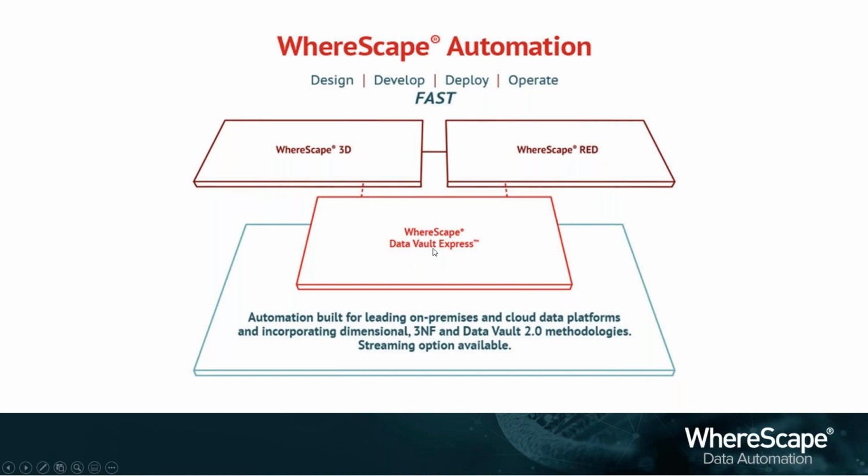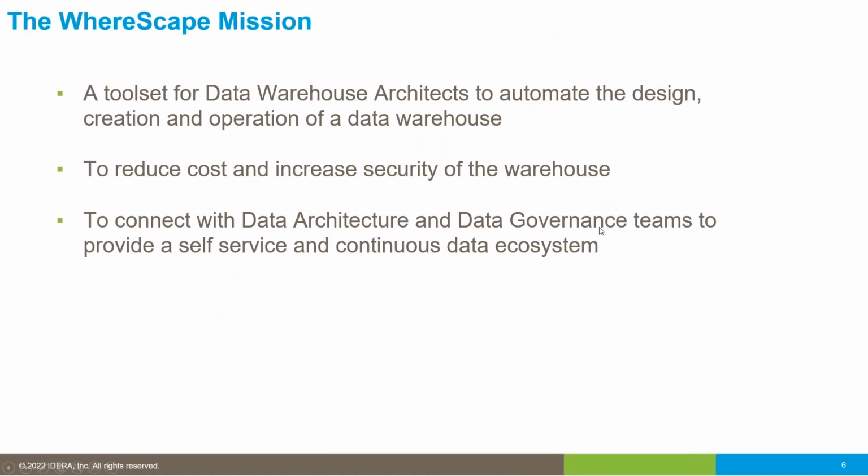The Data Vault Express package provides a light package of these components to support the Data Vault schema. As you know, there are various different schema systems for data warehouses. We can support standard third normal form models, star schemas, and Data Vault. Data Vault especially lends itself nicely to automation, so a lot of that laborious work is taken away. So the mission: WhereScape is a tool for data warehouse architects to automate the design, creation, and operation of a data warehouse.